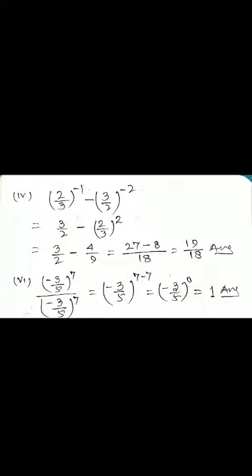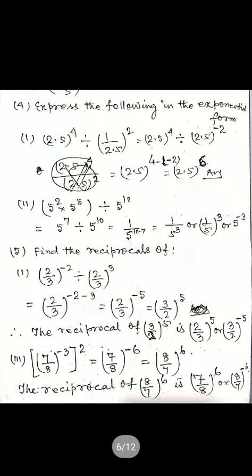Similarly, question number 4. 5 square multiply 5 raised to the power 5 divided by 5 raised to the power 10. Here bases are same, 5 and 5, so exponents are added. So 5 raised to the power 2 plus 5, that is 7, divided by 5 raised to the power 10 equal to 1 by 5 raised to the power 10 minus 7, equal to 1 by 5 cube, or 1 by 5 whole cube, or 5 raised to the power minus 3.